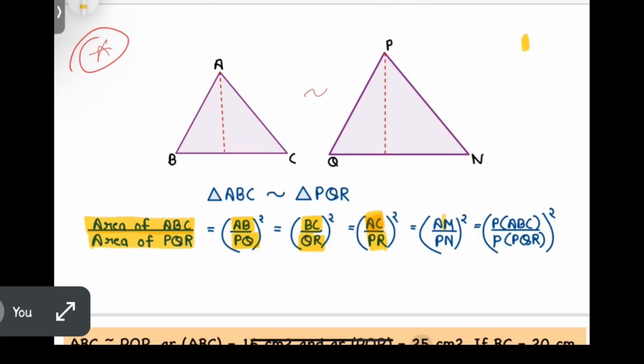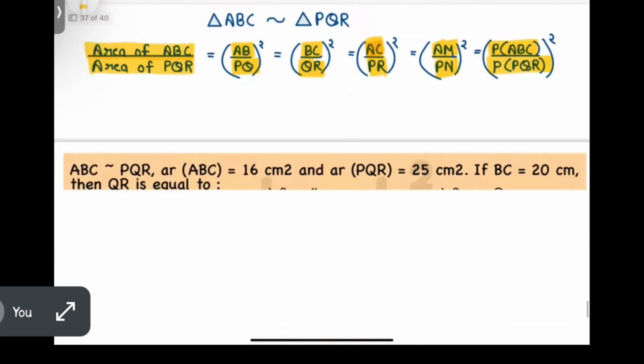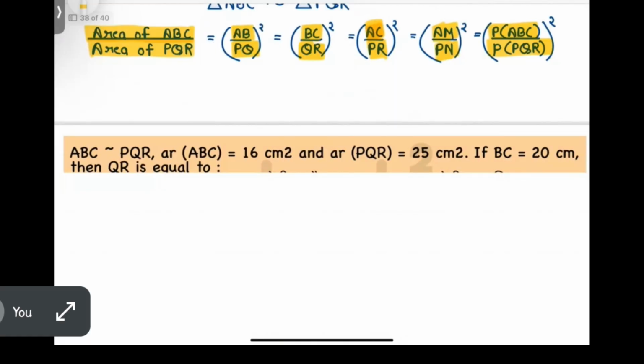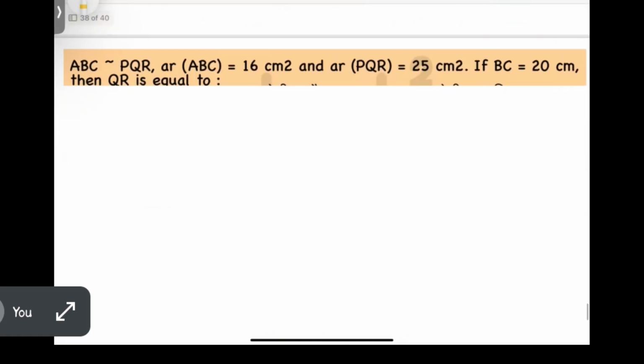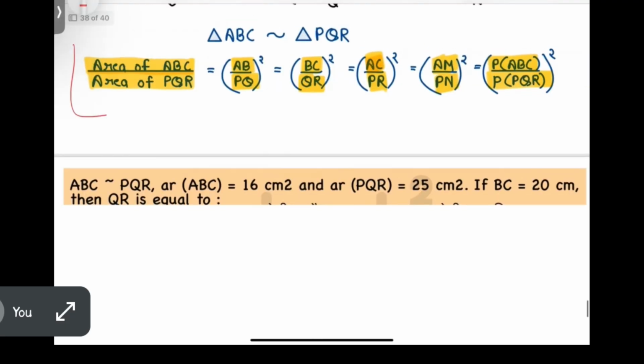The squares of the ratio, and one more extra, the perimeter square. So what do I mean by this? I'll just explain with an example, with the help of a question here. Even in the central exam, this formula is handy.